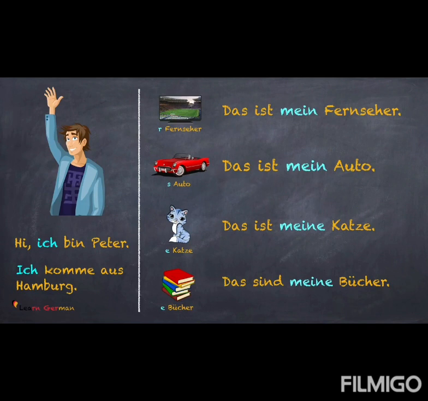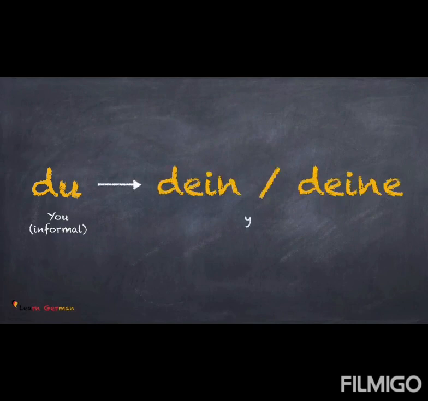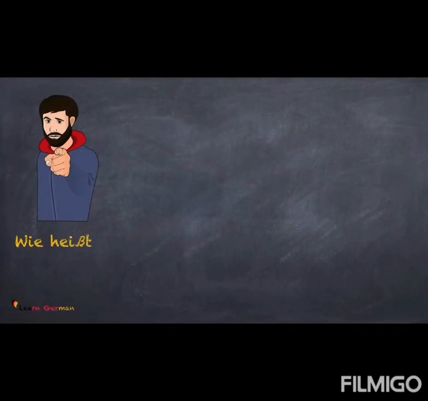So once again, in the case of masculine and neuter, your possessive pronoun in nominative would be mein, whereas in the case of feminine and plural, it would become meine. That means you just add an e to mein. Now this was for the personal pronoun ich. Let's come to du. Here, my possessive pronouns will be dein oder deine. Let's see how to use them.